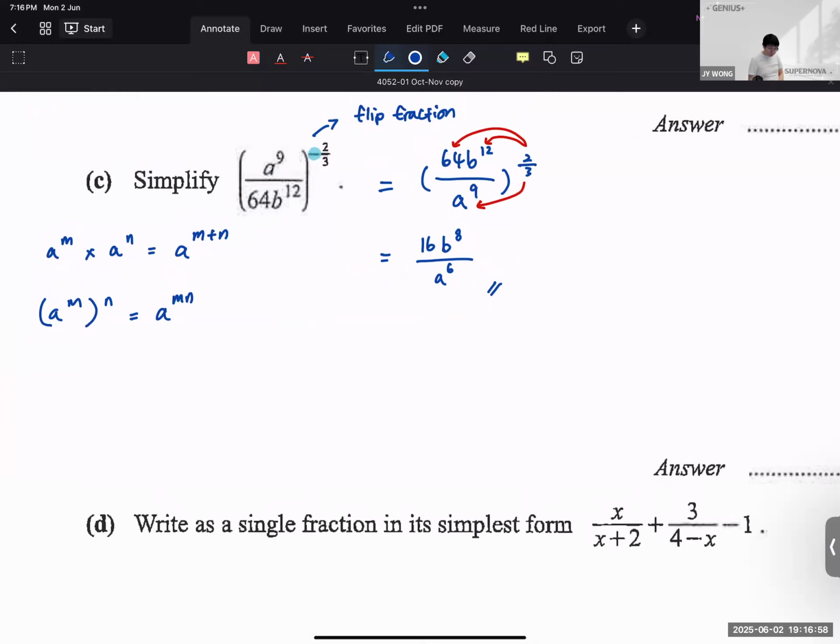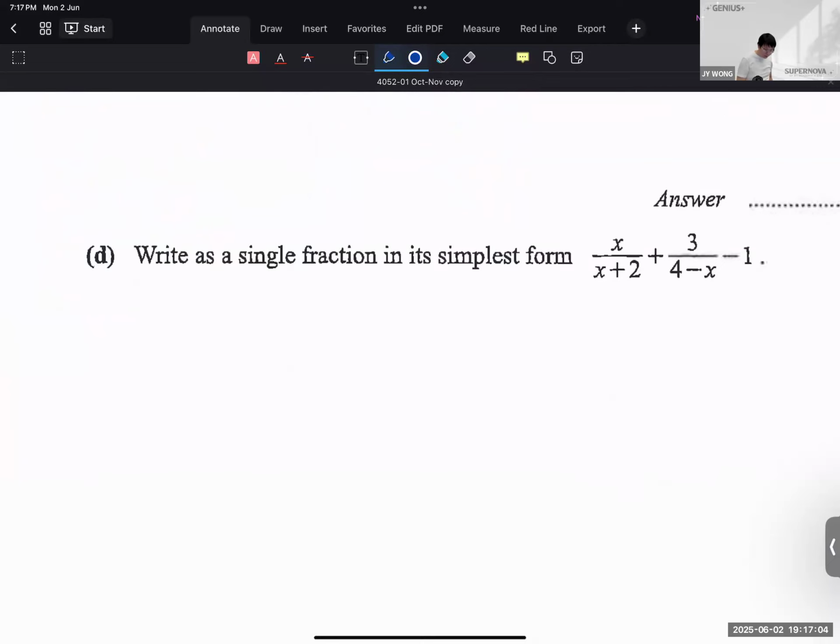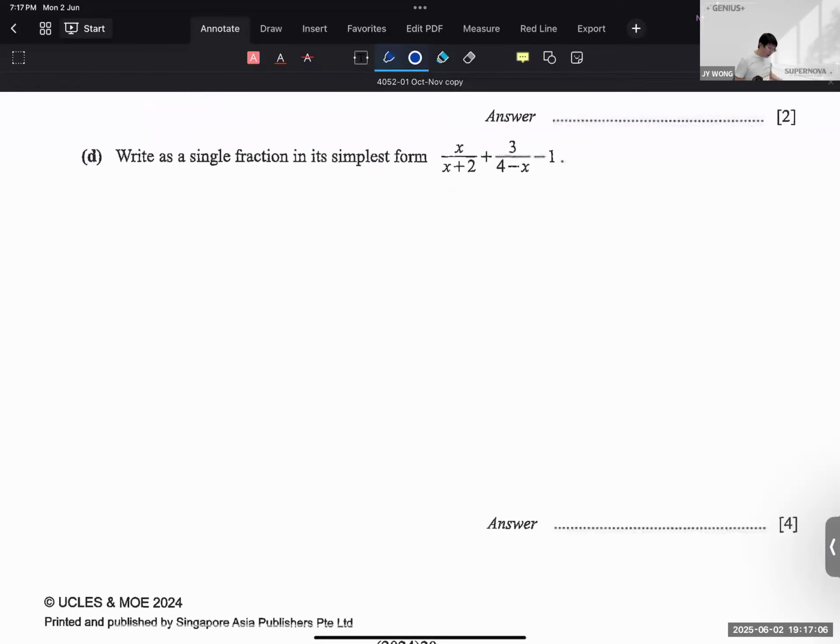Okay, let's move on. Write as a single fraction in its simplest form. This is where things start to get a little bit harder. And you know it's a bit harder when it's 4 marks all of a sudden. But actually, this entire first page is not a very difficult one. Perfectly manageable.